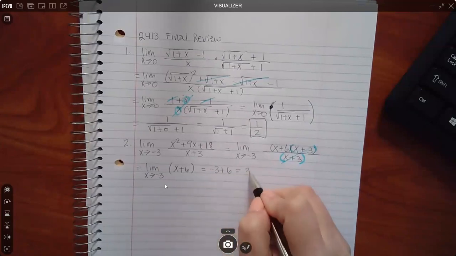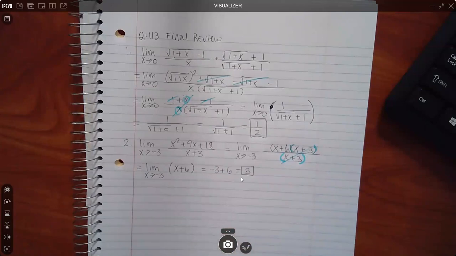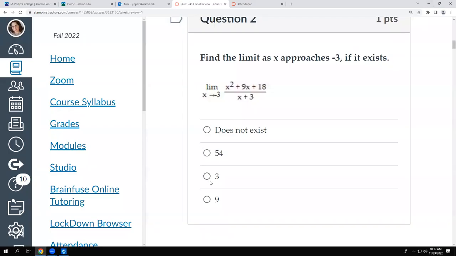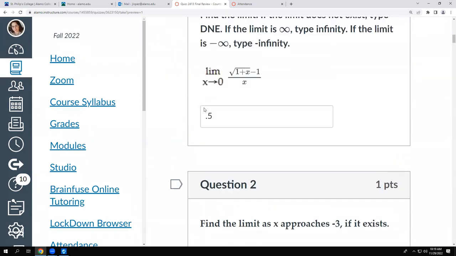Now, can I plug in negative 3? And so we actually end up with positive 3 as our limit. And it is an option, so I'm going to check it.